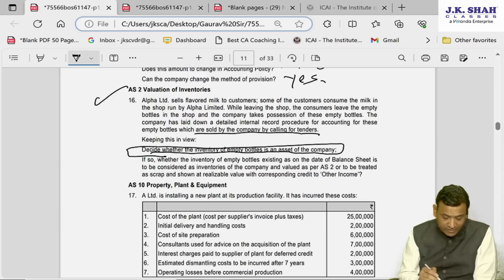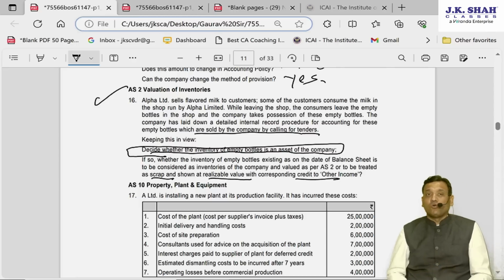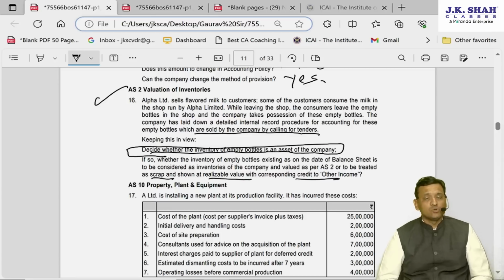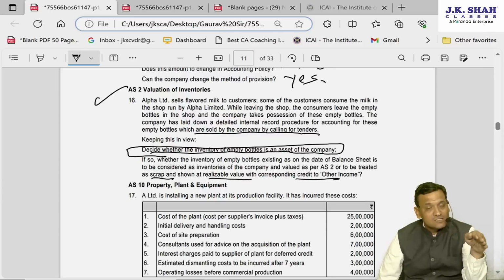So whether the inventory of empty bottles existing on the date of the balance sheet is to be considered as inventory of the company and valued as per AS 2, or to be treated as scrap and shown at realizable value, with the corresponding credit to other income. Now friends, what is inventory? You have learnt in AS 2, inventories are assets held for sale in the ordinary course of business, assets in the process of production, and raw materials and supplies to be used in production or for rendering services.